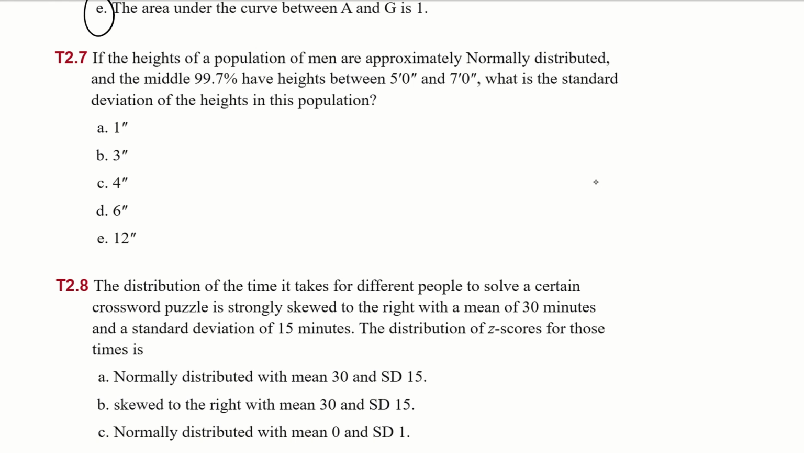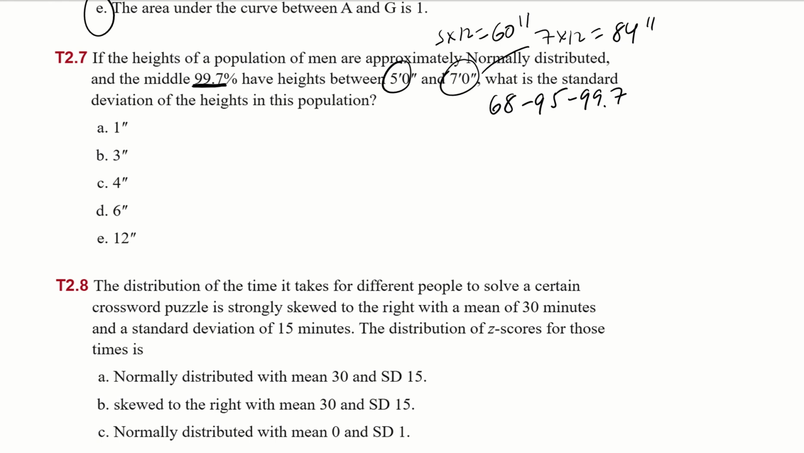So let's do that. So 5 foot 0, that's 5 times 12 inches in a foot, that's 60 inches. And then 7 foot 0, so 7 times 12, it's going to be 84 inches, okay? So we got 60 inches to 84 inches. And it says the middle 99.7%.